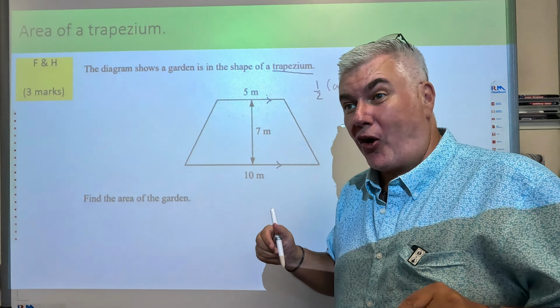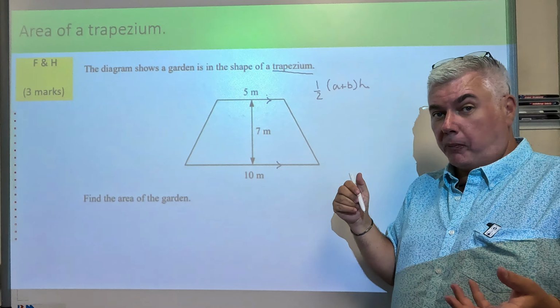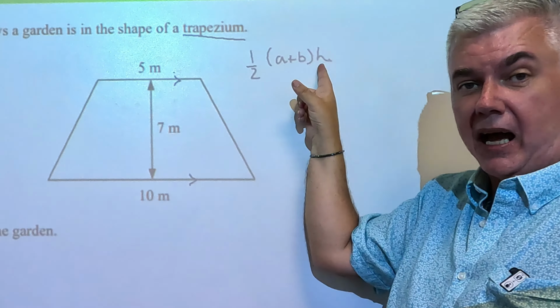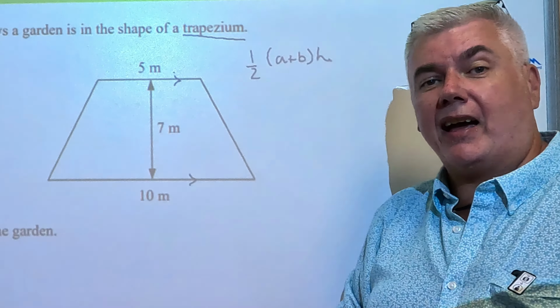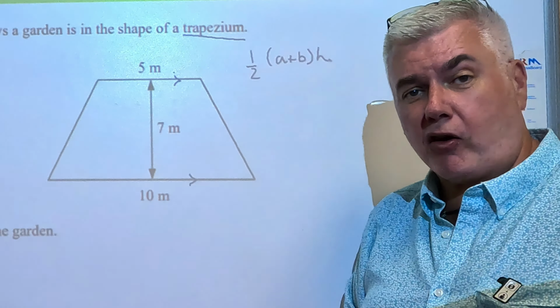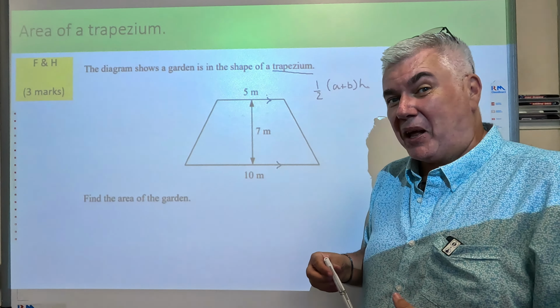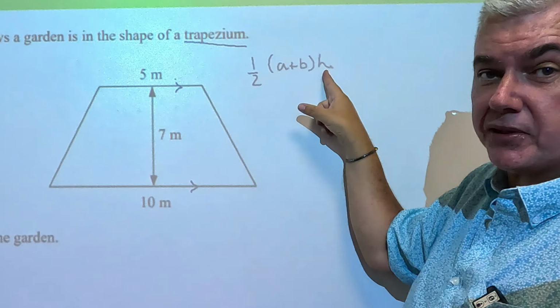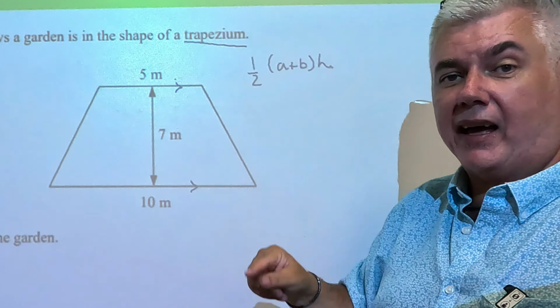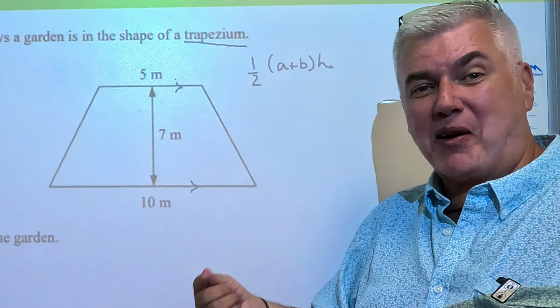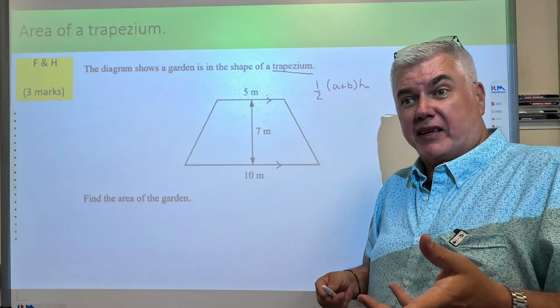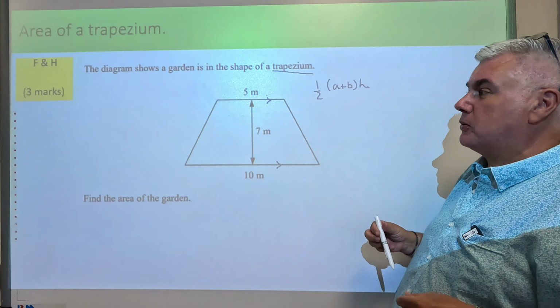So I've got a little song and it goes to the tune of Pop Goes the Weasel. It's half the sum of the parallel sides times the height between them. That is how you calculate the area of a trapezium. Sing it to yourself a few times. You'll feel daft. I feel daft, but sing it a few times, it'll soon sink in.